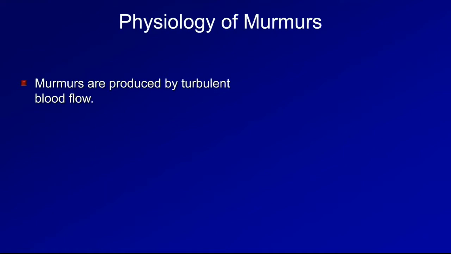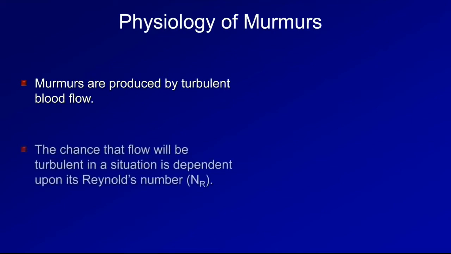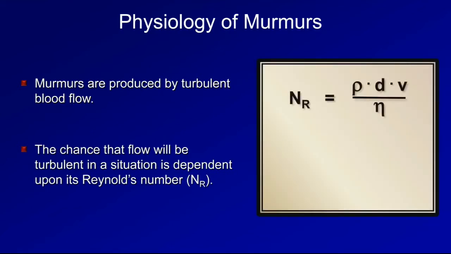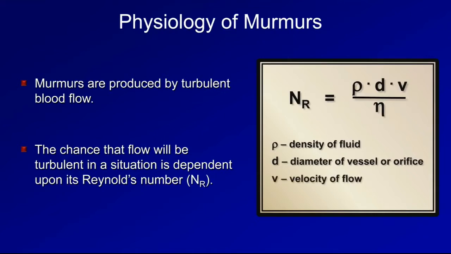The chance that blood flow will be turbulent in any given situation, and thus produce a murmur, is dependent upon its Reynolds number, with turbulence being more likely when the Reynolds number is higher. For those of you who have not recently studied for the MCAT, the Reynolds number can be calculated from the density of the fluid times the diameter of the vessel or orifice times the velocity of flow, all divided by the viscosity of the fluid. Within the heart, the most important of these parameters are the viscosity and the velocity. And squeezing blood through a pathologically narrowed orifice will increase the velocity out of proportion to the decreased diameter.